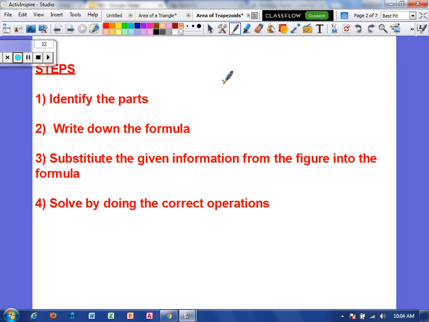Alright, so our steps to finding the area of a trapezoid, we're going to identify the parts, we'll write the formula, substitute the information, and solve.